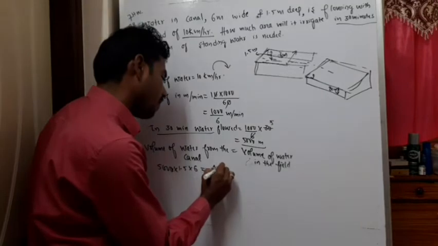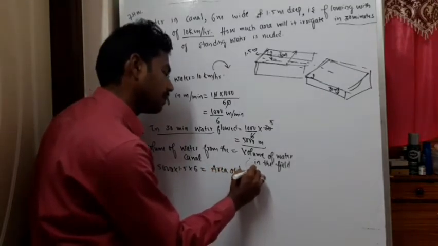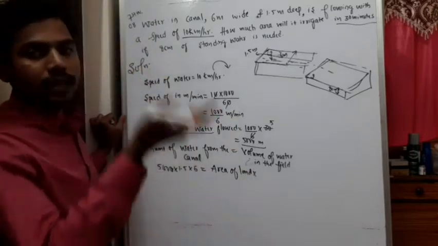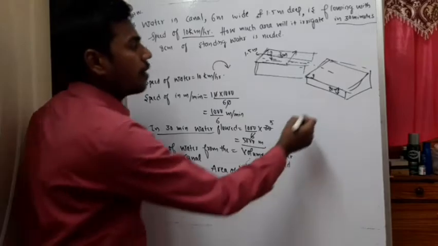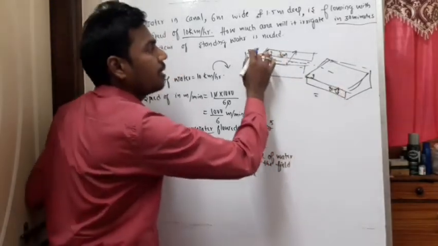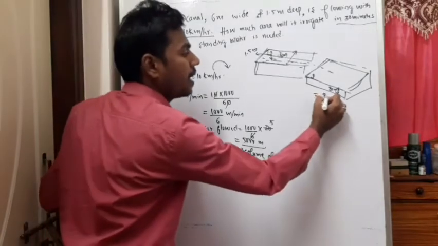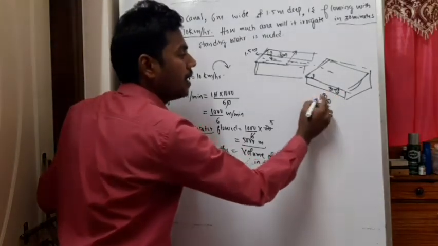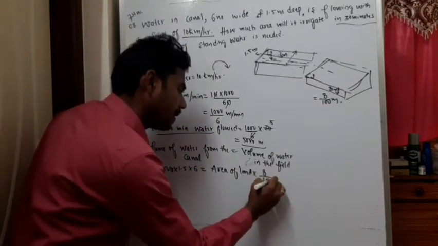So area of the land into, what is the height? That is 8 centimeter of water I need. I don't want it in centimeter. I want it in meter, because all the dimensions are in meter. So 8 by 100 meter. Fine. That is 8 by 100.